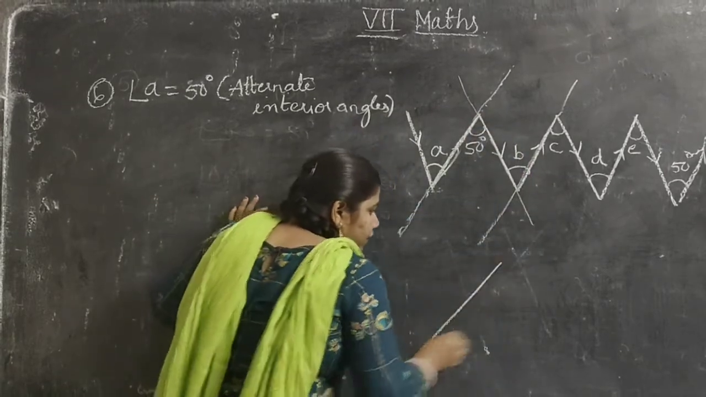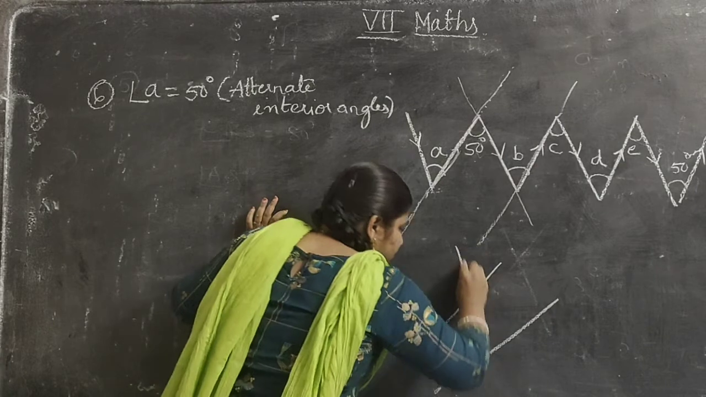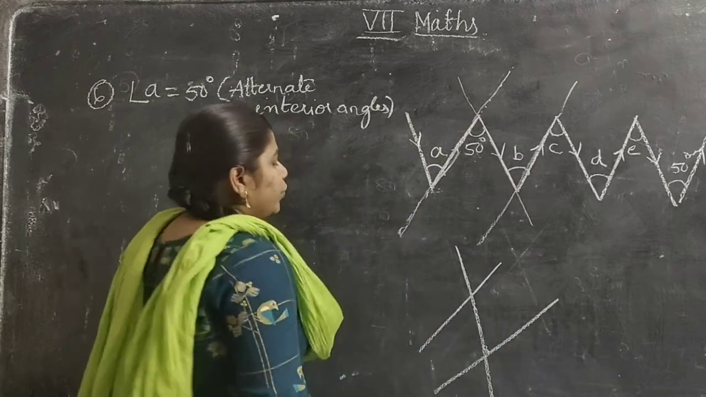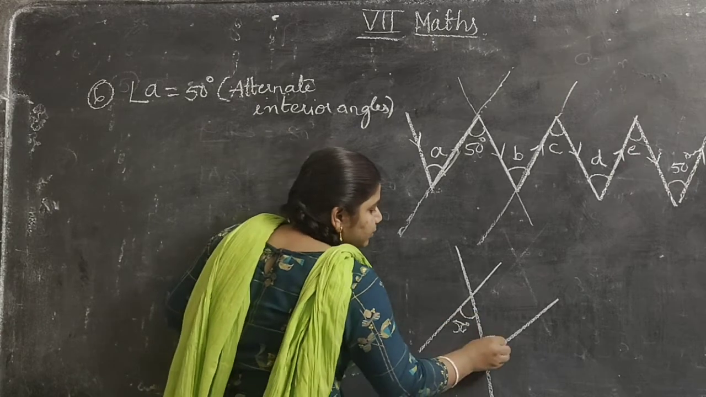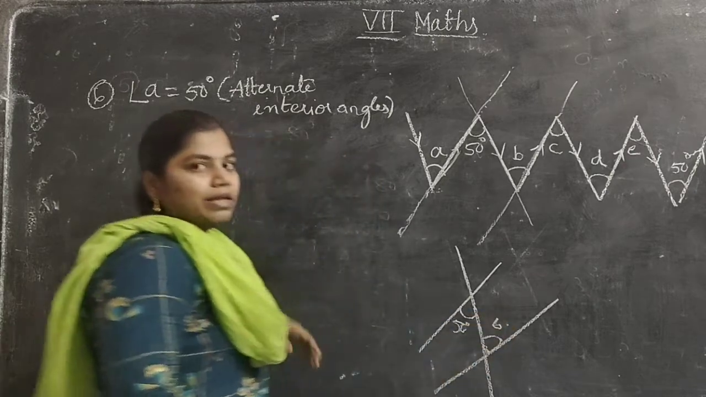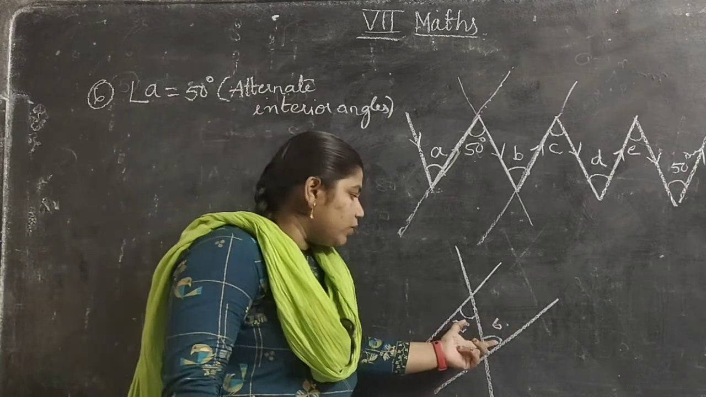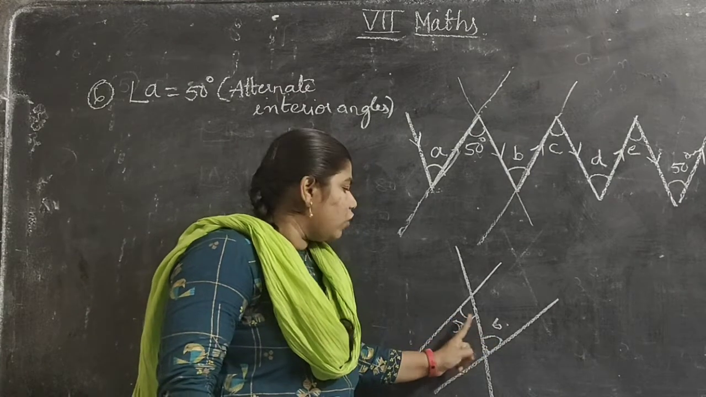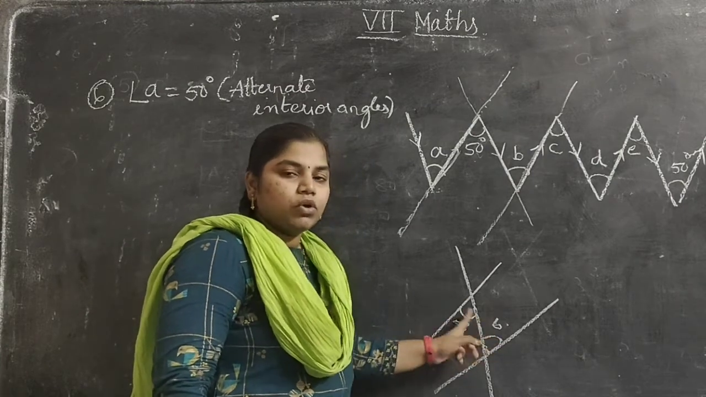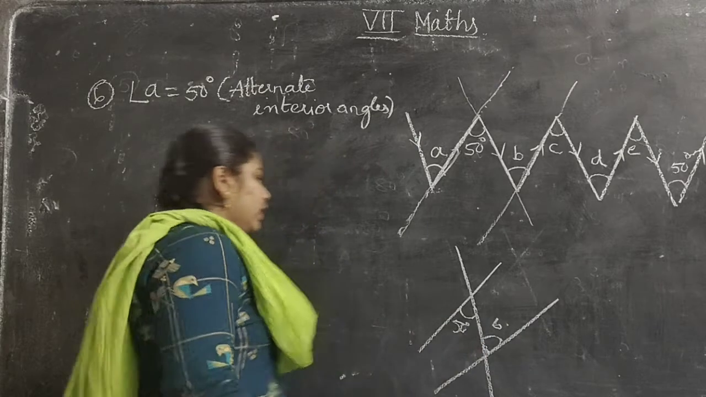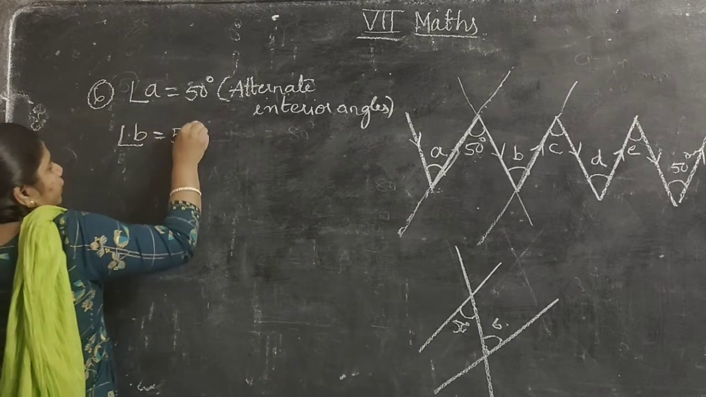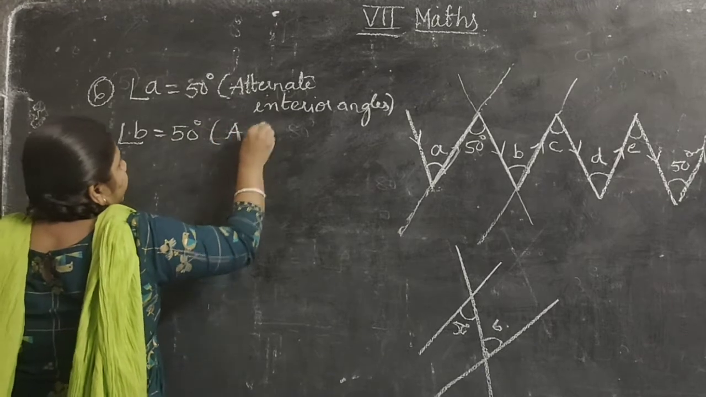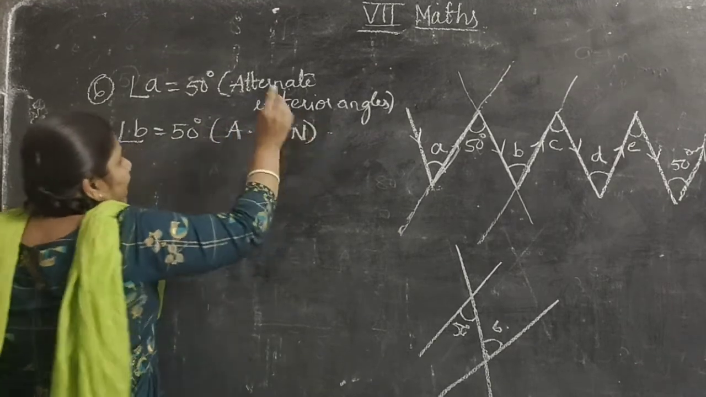Now how is the figure? In this way the figure is. Now, this is angle 50 and this is B. We have to find the angle B value. These two angles are lying inside and they are alternate. We already know that alternate angles will be equal. So we can say angle B is equal to 50 degrees because they are alternate interior angles.